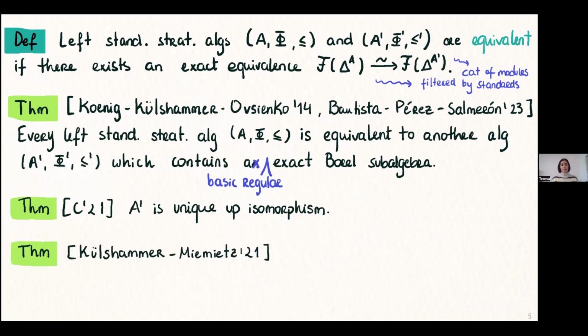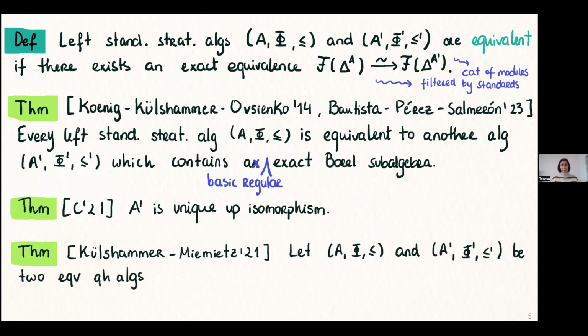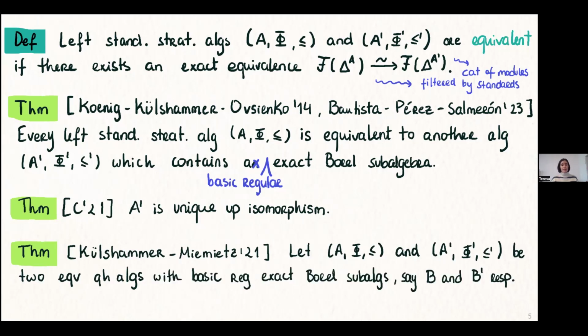And in fact, a stronger result holds for quasi-hereditary algebras. This result is due to Külshammer and Miemietz, and it says the following. Let A and A prime be two equivalent quasi-hereditary algebras, and let's assume that they both have a basic regular exact Borel subalgebra, let's say B and B prime respectively. Then in that case, A and A prime are in fact isomorphic, and there exists an isomorphism from A to A prime which restricts to an isomorphism between B and B prime. And this should remind us a lot of what we have seen in the Wedderburn-Malcev theorem.